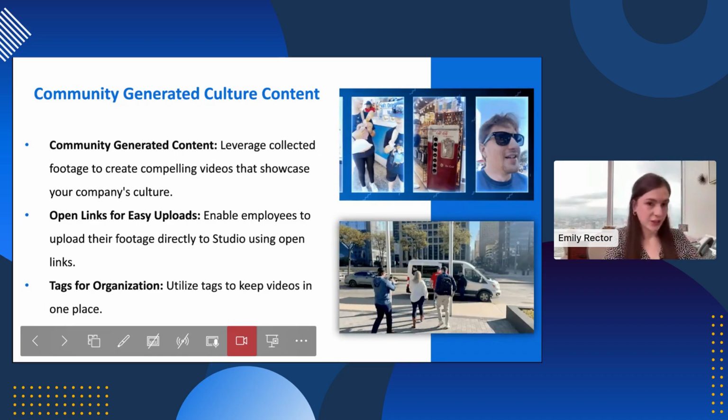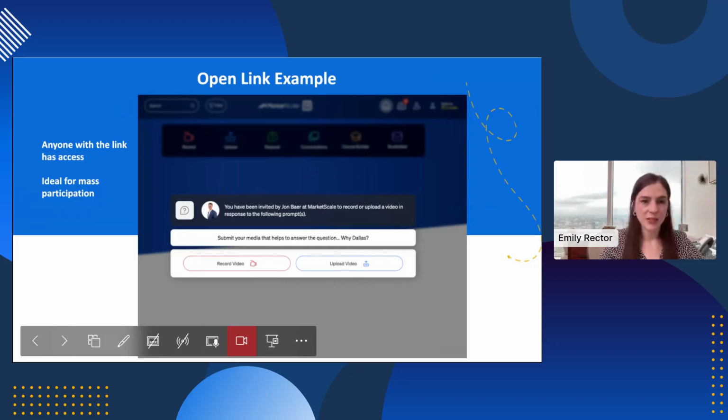And so I'm going to show you guys some examples. So this is an open link example. So once you sent that open link to your organization, they would click on it, and this is what they would see. They would see a prompt. I'm sharing an example here of a Why Dallas prompt that we're sending out right now. This is something that is a big project for us. We're currently collecting all of the videos from everyone in our organization and our community to talk about why we think Dallas is a great place for businesses and what we love about Dallas. And we're sending it all over.